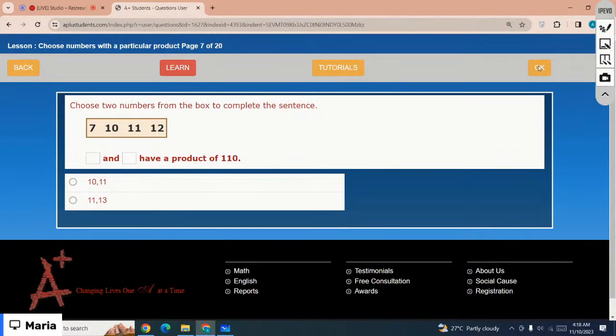Dash and dash have a product of 110, which is the correct option. The correct option is, very good, 11 times 10 makes 110. Option number 1 is the correct option.